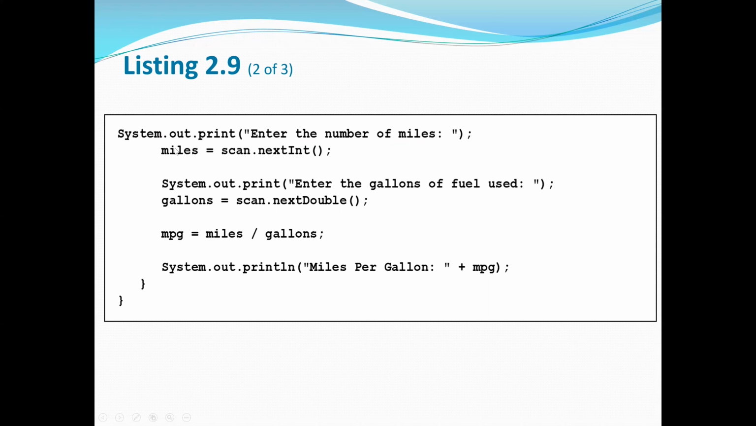So after the user enters the miles, here we say, "Enter the gallons of fuel used." Remember the data type for gallons is double. So now we are using the input method nextDouble with the scanner object, scan.nextDouble. So now we have our two inputs. To calculate, miles per gallon is equal to miles divided by gallons. Then we print our result, System.out.println. Miles per gallon is whatever value we will get based on the input we have for miles and gallons.